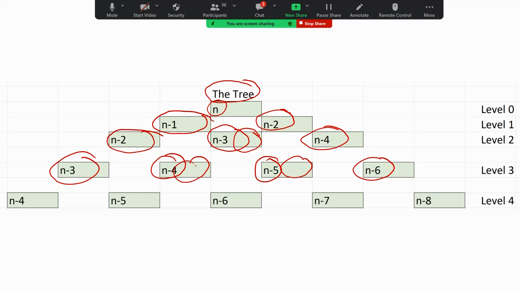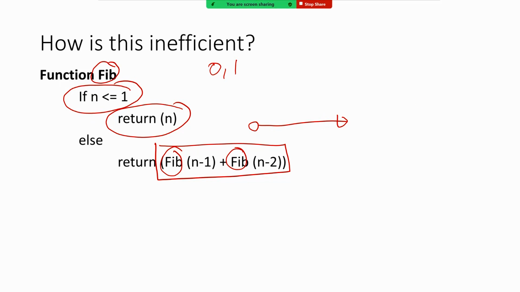For example, n minus 3: how many times do you call n minus 3? That's 1, that's 2, that's 3. Three times you call n minus 3. How many times do you call n minus 4? This is n minus 4 here, and then here, and then here. What this tree is saying is that if I'm solving for fib of n, I need to generate f of n minus 1 and then f of n minus 2.